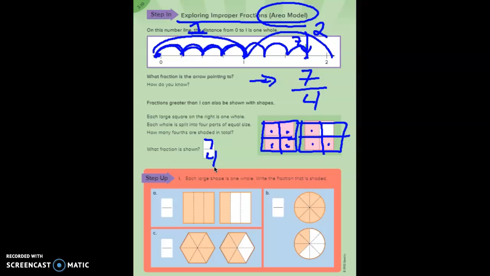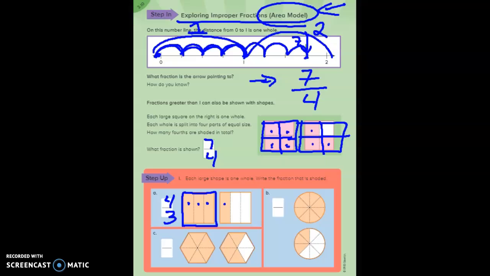In this particular example, there's 1, 2, 3, 4, and that represents our numerator. In order for us to find the denominator, we only count the amount of parts that are being cut in just 1 whole. So this pictorial representation, tying it back to the objective of the day, is exploring improper fractions using area models. Now we're going to go ahead and let Mr. Toledo try a different example and see how he explains it to us.